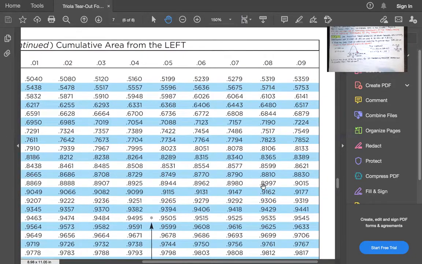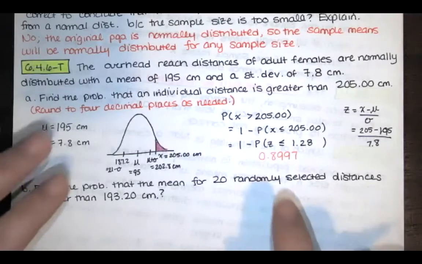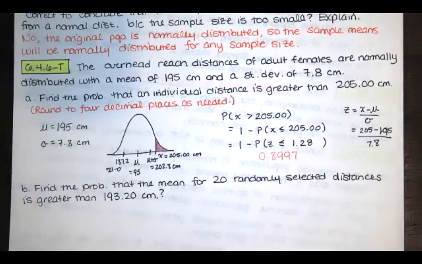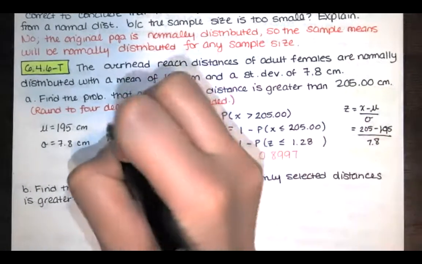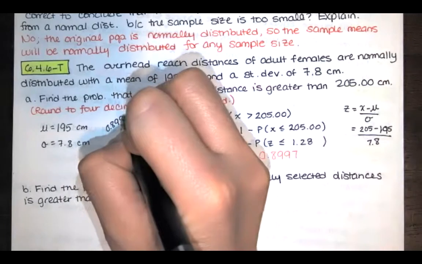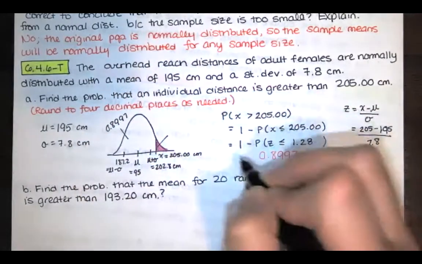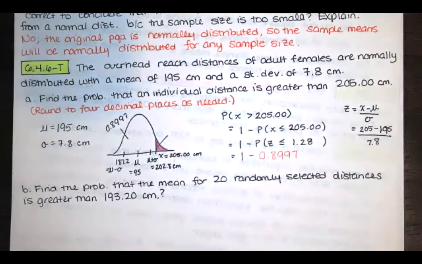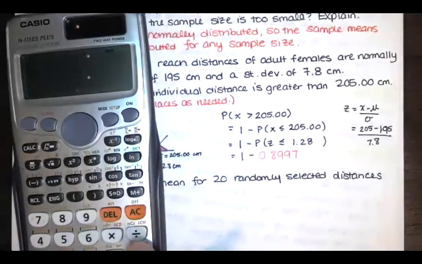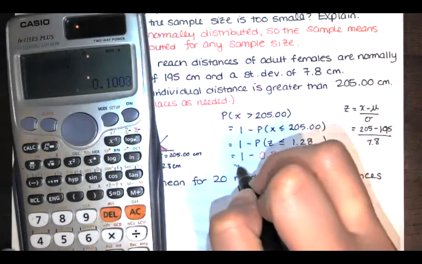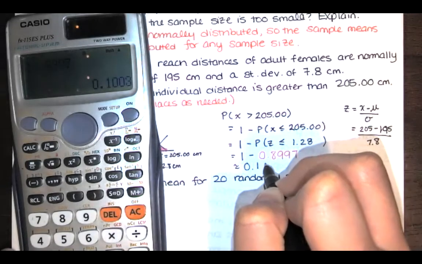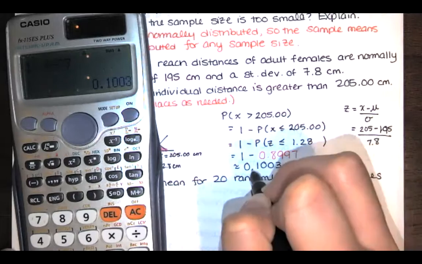Remember, this table always gives us area to the left of approximately 0.8997. So the area to the left is approximately 0.8997, and this area is going to be 1 minus that area. And we get approximately 0.1003.